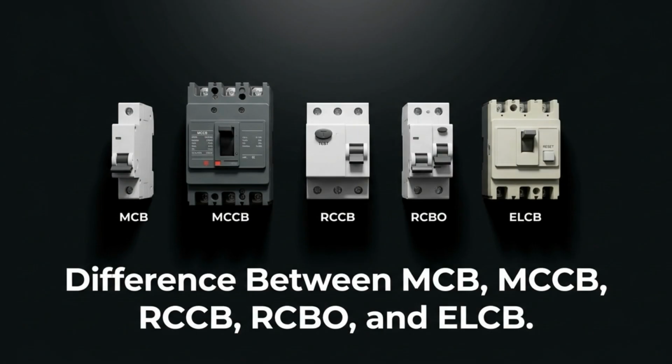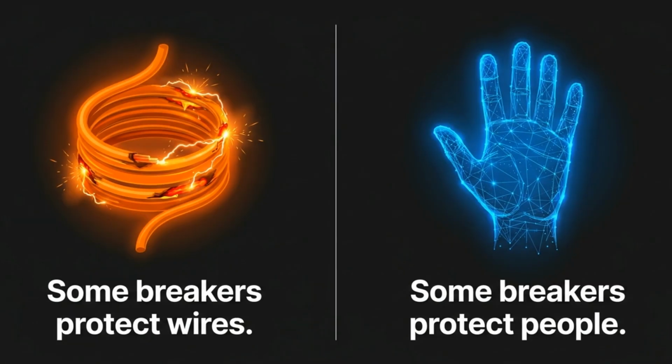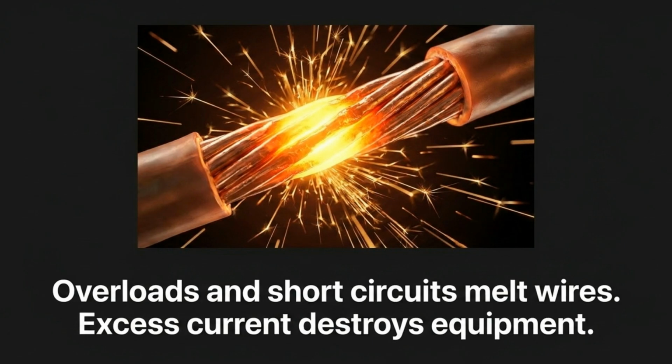In this video, we'll explore the differences between common electrical protection devices: MCB, MCCB, RCCB, RCBO, and ELCB. The primary goal of these devices is safety. Some are designed specifically to protect wires from damage, while others are designed to protect people from electric shock. Overloads and short circuits can melt wires and destroy valuable equipment. Protection devices are essential to prevent these faults from causing permanent damage.